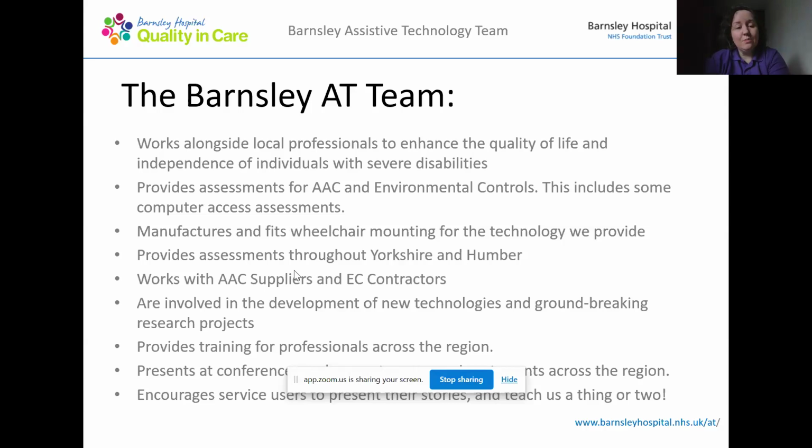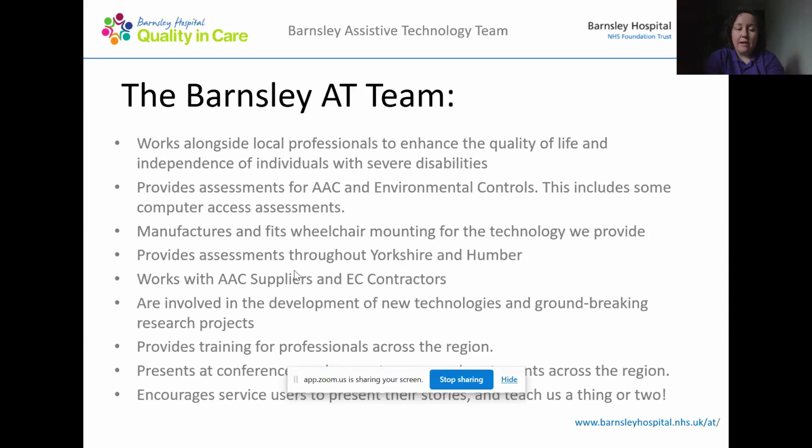This includes some computer access assessments. We manufacture and fit wheelchair mounting. So sometimes that can be really beneficial. For example, after a stroke, people can have hemiplegia, which means it can be hard to hold something and then press the screen with the other hand. So things like wheelchair mounting can be really handy as a way of not needing to hold on to the device while using it. And we mount different things as well. It could be wheelchairs, it might be across their bed, it might be on their table.